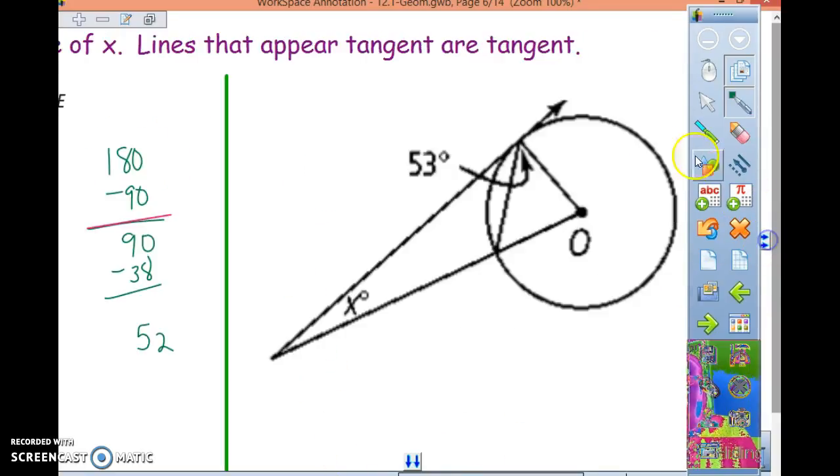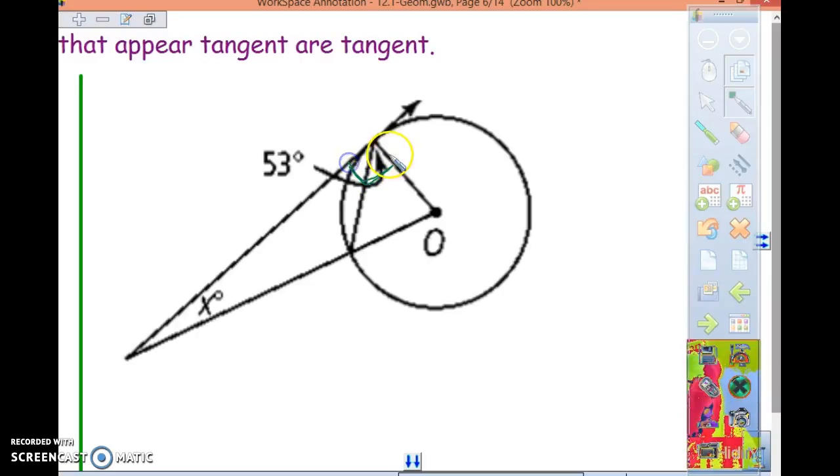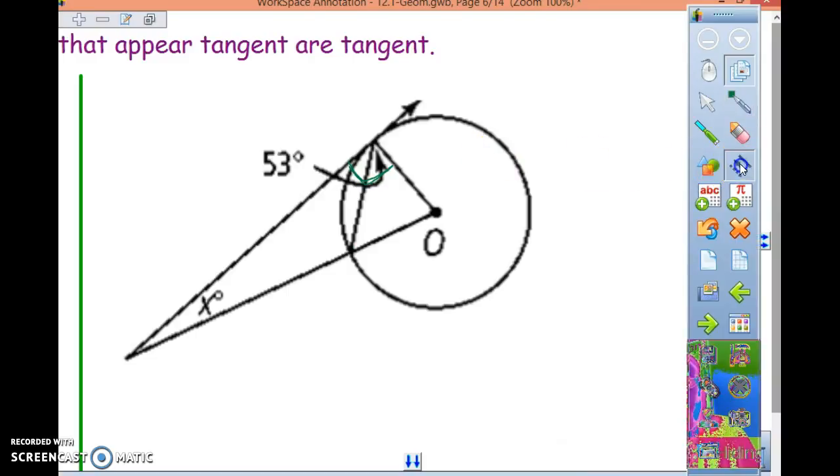This next picture is not big enough, so I really blew this thing up. It says if it looks tangent, it is. So I'm going to make this our point of tangency, which makes it a right angle. And then this 53 degrees is given right here. So a problem like this does show up in the homework, so you really want to pay attention here.